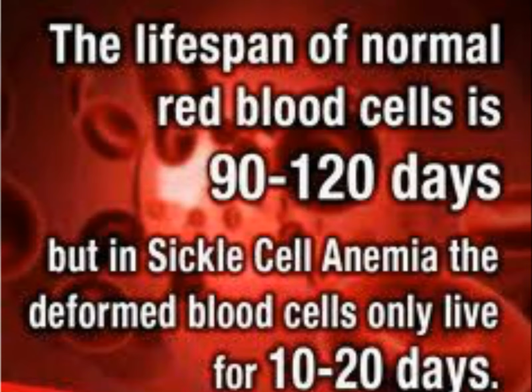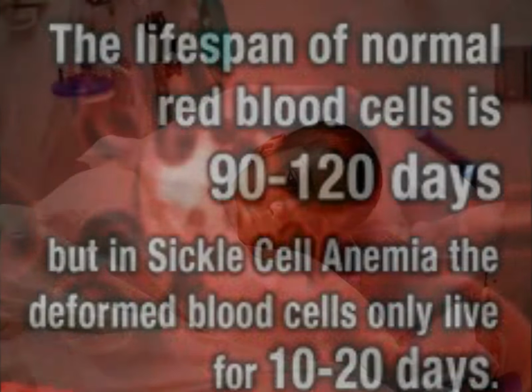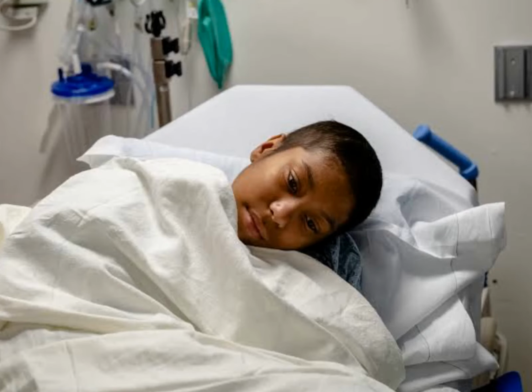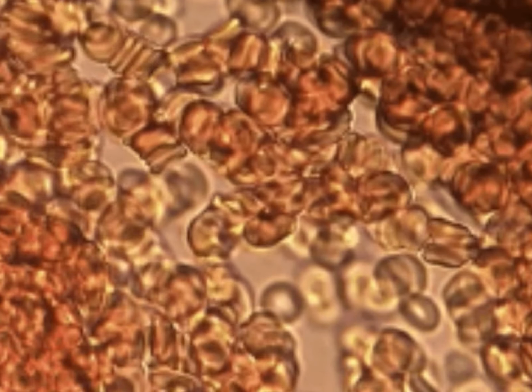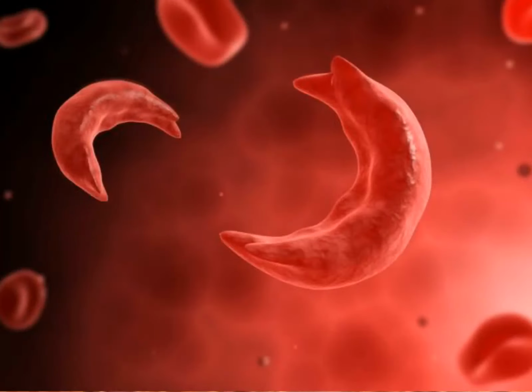While a healthy red blood cell survives for 4 months, a sickle cell survives for just 10 to 20 days. This short lifespan means the patient lives with a constantly depleted supply of red blood cells, leading to a condition called sickle cell anemia.